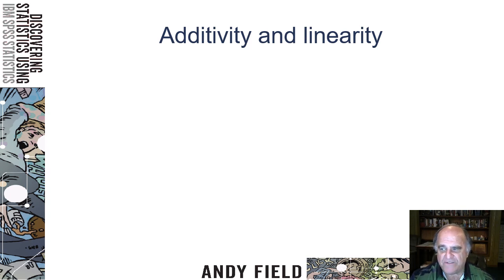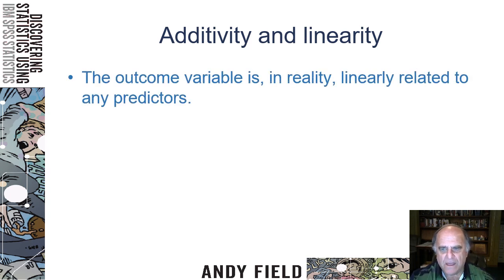So again, additivity and linearity. Especially in regression, and again, this is a regression class, for linear regression we're saying that the outcome variable, or the variable we're predicting, is in reality linearly related to any predictors. So between our predictors and our outcome variable, there's a linear relationship.